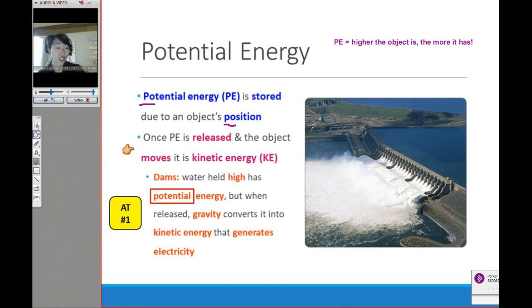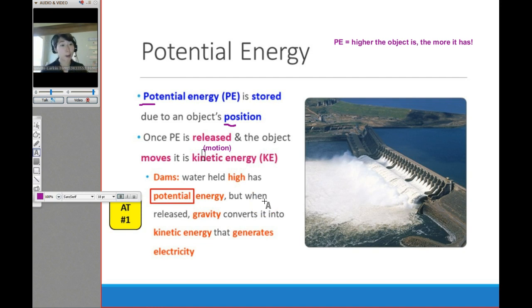Now, once that potential energy gets released, once we actually drop the object, then the object begins to move, and motion energy is what we call kinetic energy. Remember, the word kinetic actually means motion. Just like we talked about in a previous class, kinetic friction is the friction for when an object is already moving. So again, kinetic motion. So once it starts moving, it becomes kinetic energy.